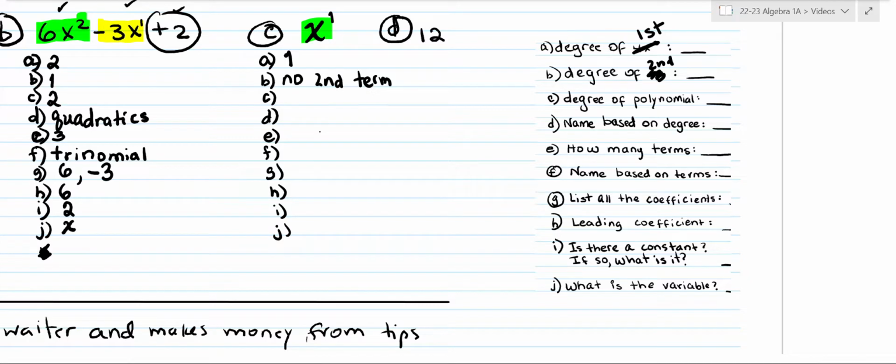Letter C, degree of the polynomial. Well, the degree of the polynomial is the highest degree, which happens to be 1. So it's 1 as well. What do we call it based on its degree? Linear. Right, you go constant, linear, quadratic, cubic, quartic, quintic, nth degree. E, how many terms? There's only one term. Name based on terms, monomial.